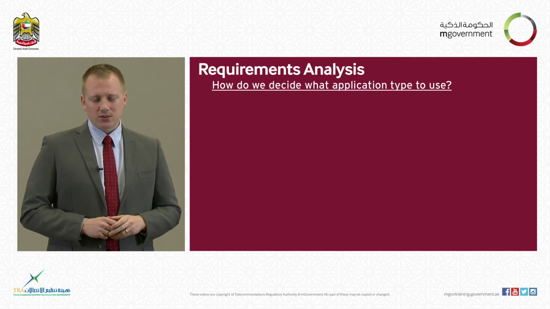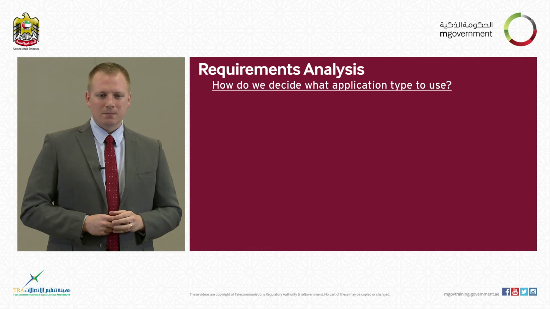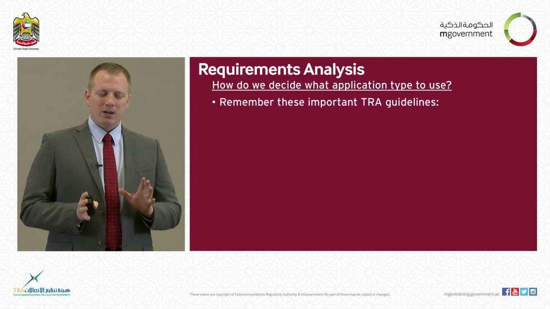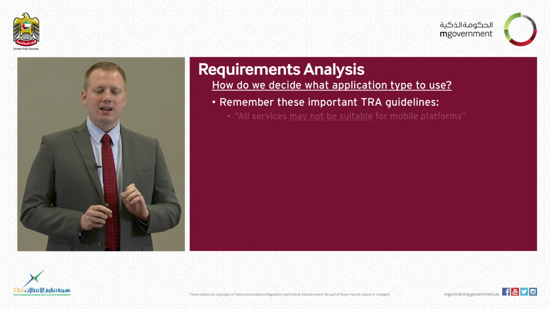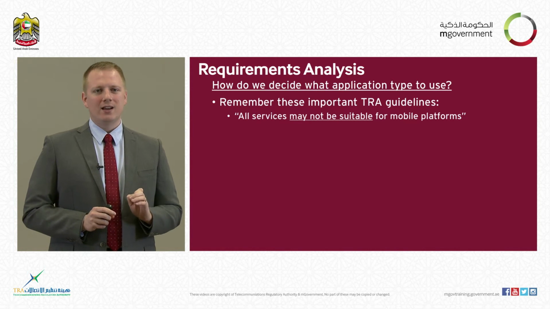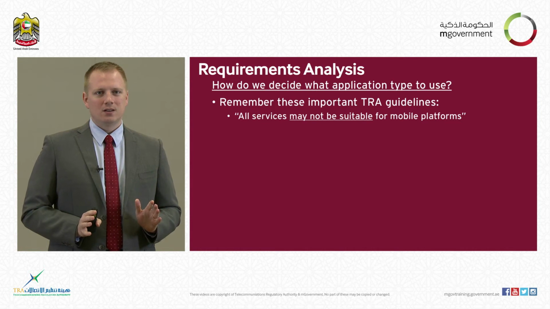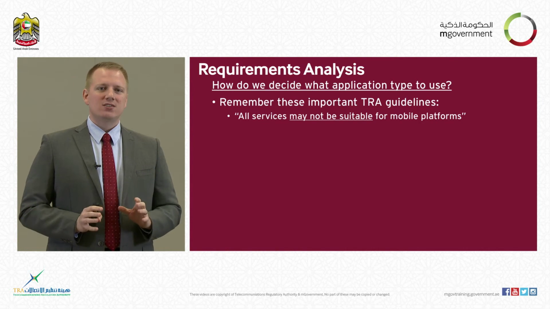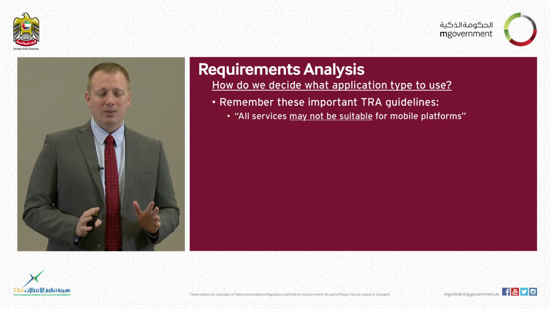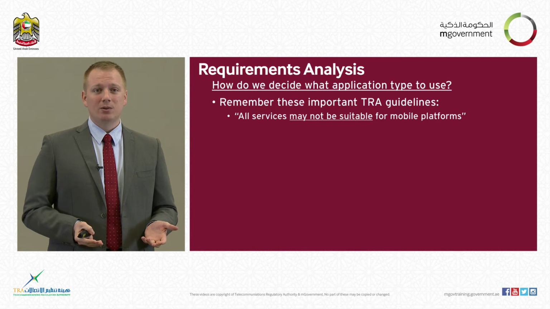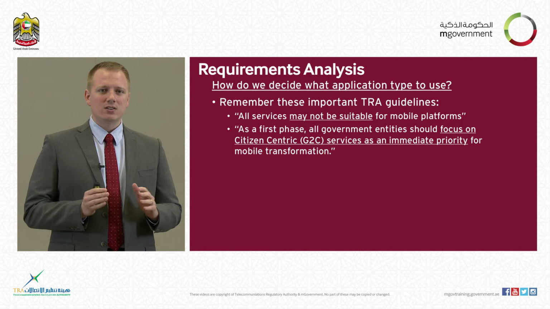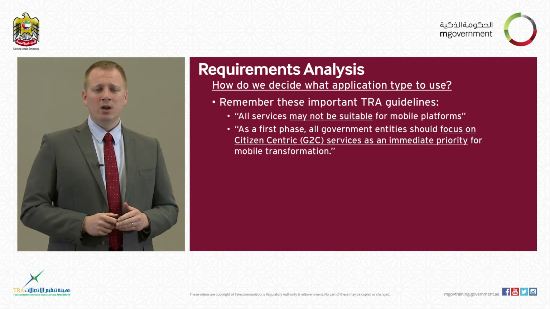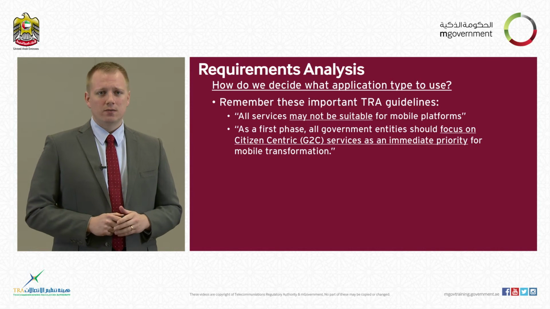Now, sometimes there are some other considerations that we need to take when we are deciding on this. And I want you to keep in mind something that the TRA has suggested that you do. The first is that you not try to mobilize everything. Don't do everything at once. Again, pick the best services that you find for implementing into a mobile service. Don't do them all, because frankly, some of them are not going to be able to translate into a mobile service. Also consider that of the various different people you can target, if you can, try targeting the citizens first.